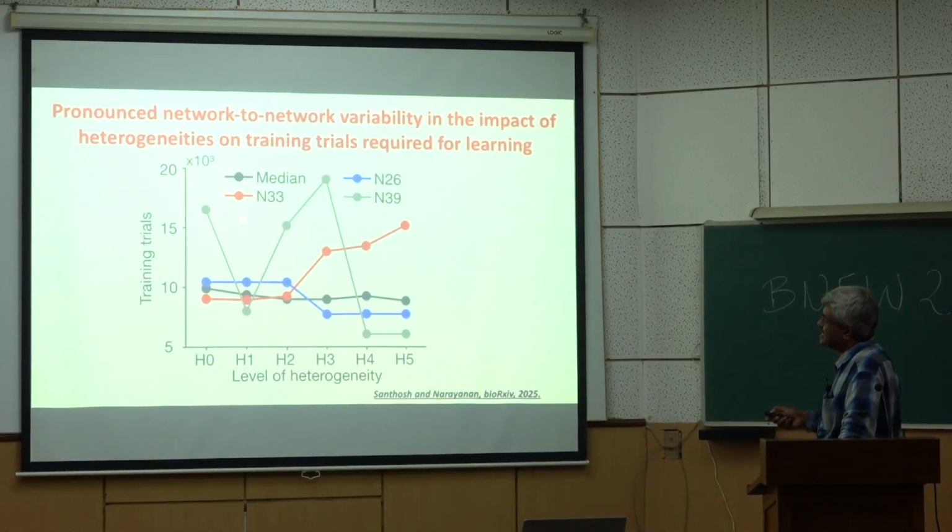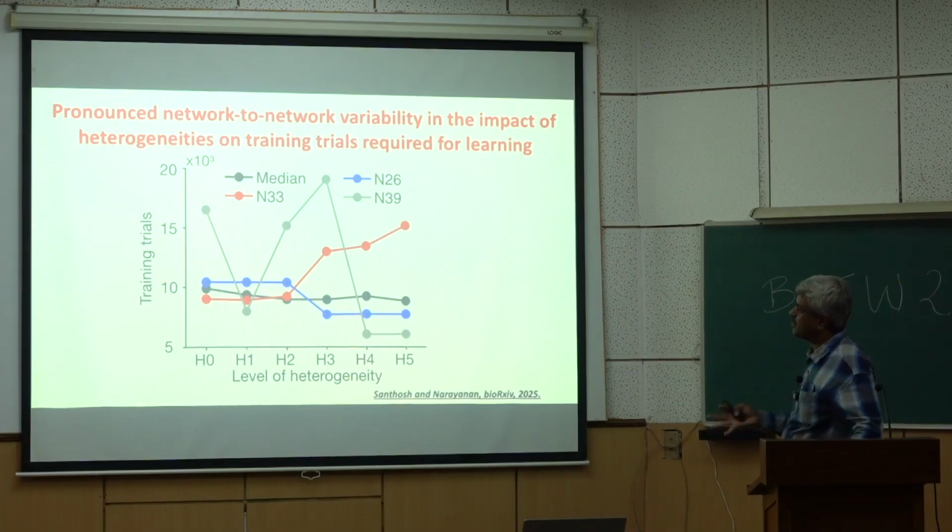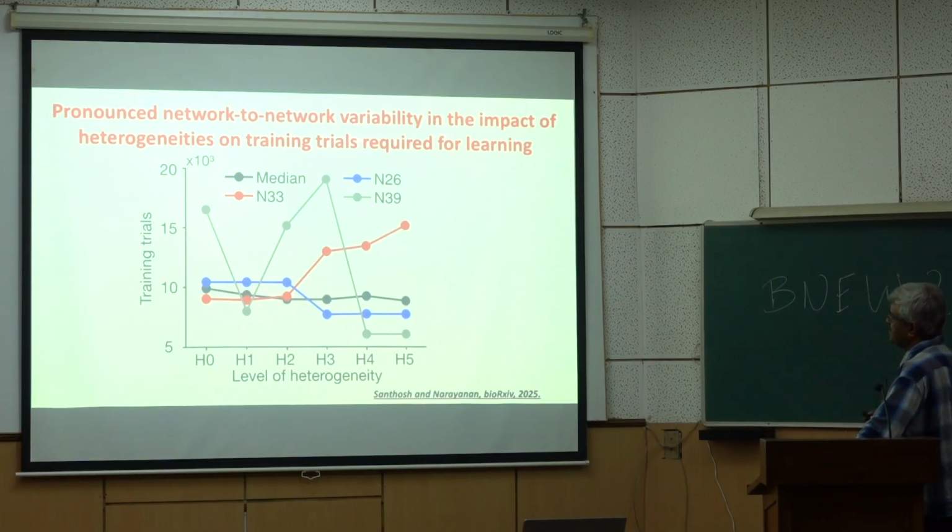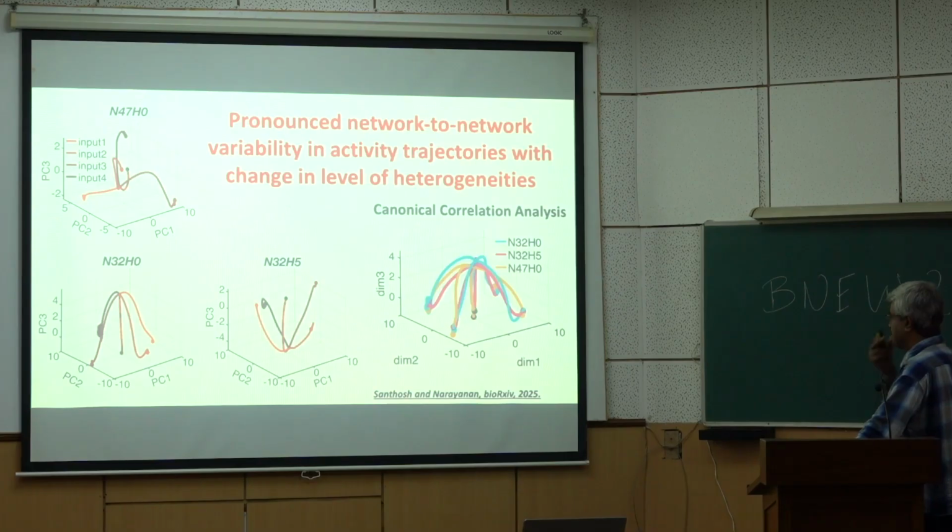But I mean, that's the important aspect that her work brings out, that there is huge network to network variability in terms of how heterogeneities affect each and every network. It can't be something which can be just looked at from one particular network or just the median of the outcomes. Right? She projected the activity of these different networks.